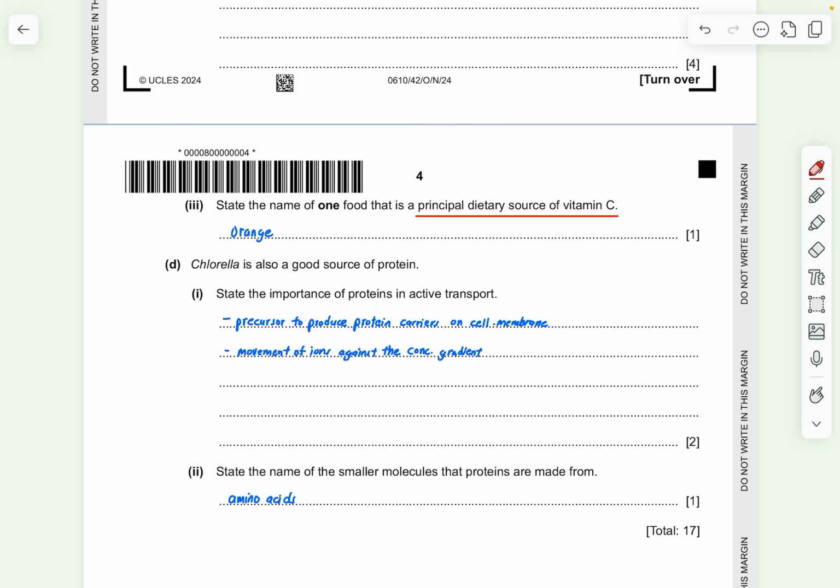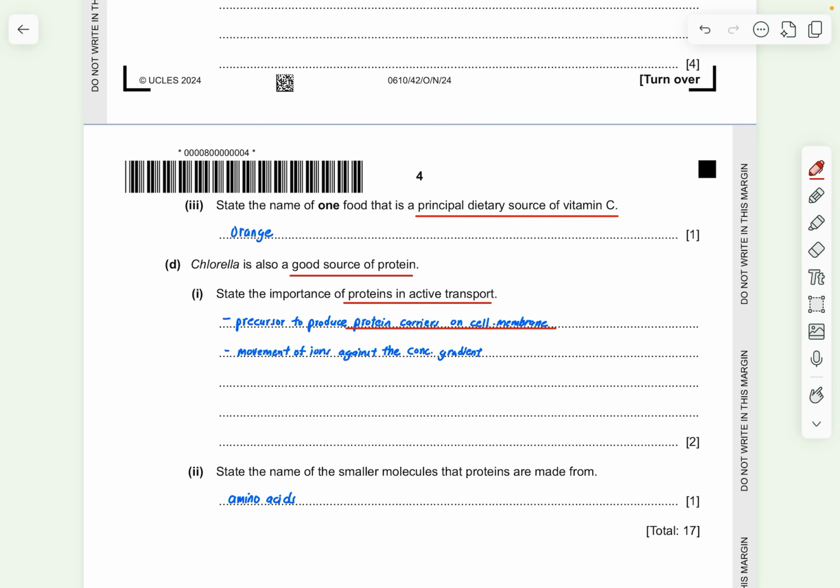For part D, chlorella is also a good source of protein. So they'll tell you again, there's a good source of protein. So what is the importance of proteins in active transport? Before we proceed, you know that active transport has protein carriers. If you remember protein carriers, you know their function is to help move the ions against the concentration gradient, which we can see here. It's to produce protein carriers for the cell membrane.